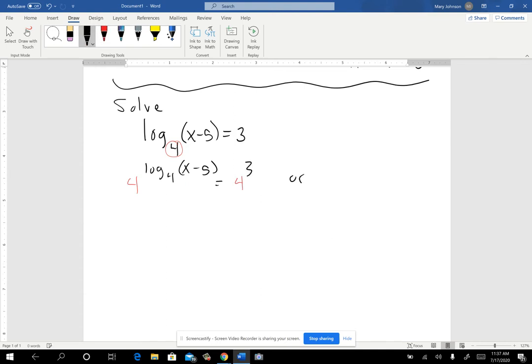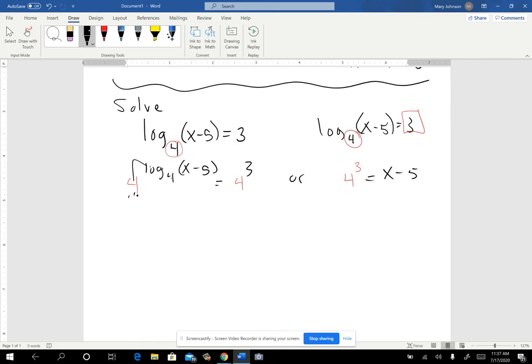Or some of you learn to do that by just changing from one form to the other. Or you start with your equation and you think to yourself that this is the base, this is the exponent on the base that I would need to get x minus 5. Either one of those is going to lead you to 4 to the third equaling x minus 5. The 4 that's exponential, the function that's a base 4 exponential, and then a log function base 4, they undo each other. This is really composition of functions.